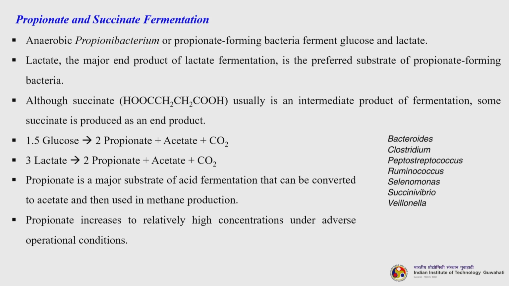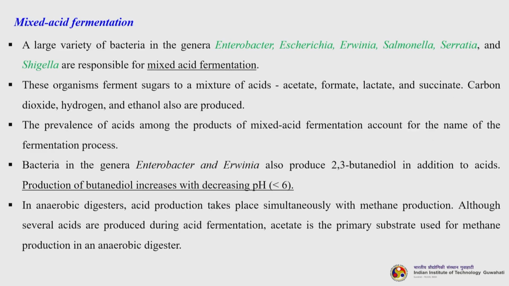These are some of the species responsible for the conversion of glucose and lactate to propionate, listed there. So, propionate is a major substrate for acid fermentation that can be converted to acetate and then used in methane production. Propionate increases to relatively high concentrations under adverse operational conditions. Then the next is mixed acid fermentation, and it is sometimes combined with butanediol production.